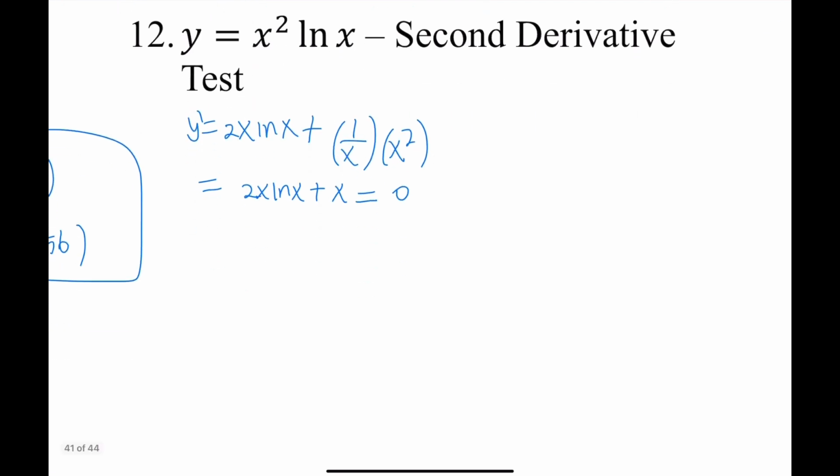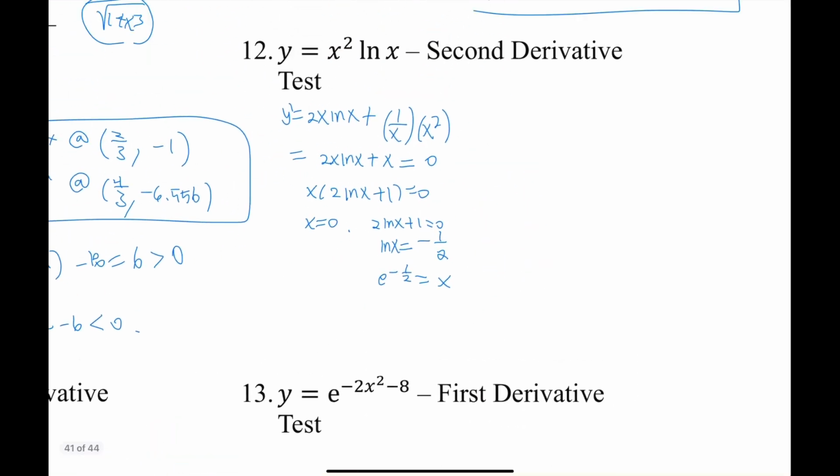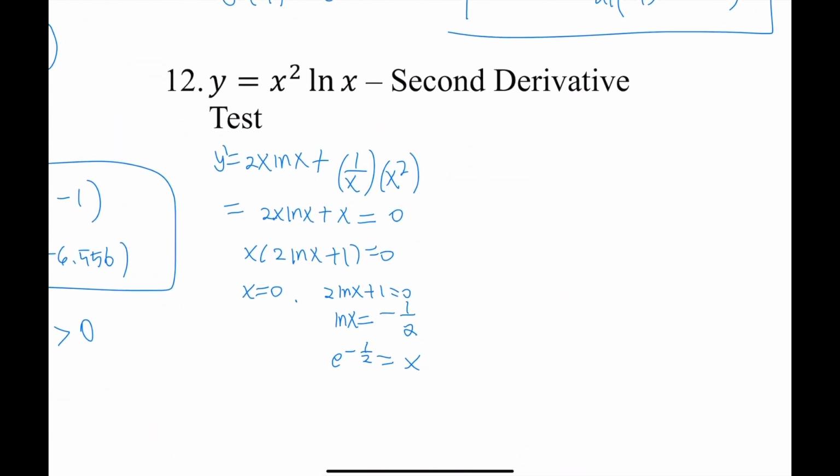So let's find out when this is equal to 0. So x times 2 ln x plus 1 equals 0, so x equals 0, and then 2 ln x plus 1 equals 0, so ln x equals negative 1/2. Okay, and then let's just try to find that value. Well, e to the negative 1/2 would be equal to x, right? Okay. Let's see our second derivative now.